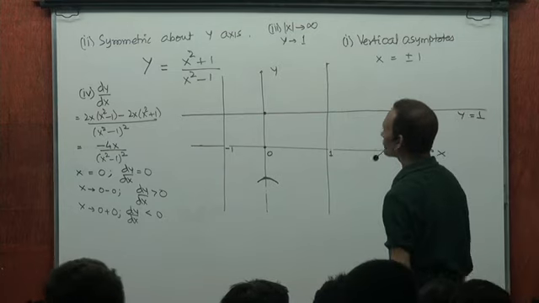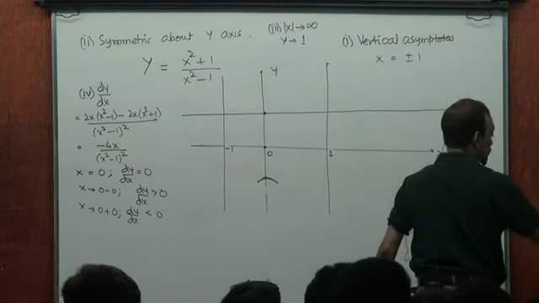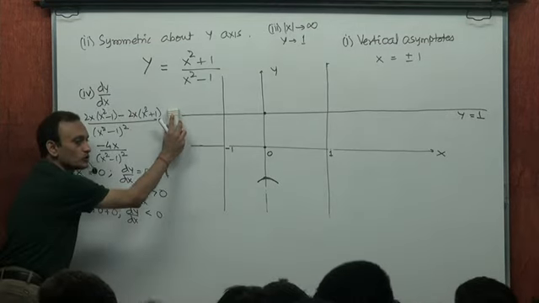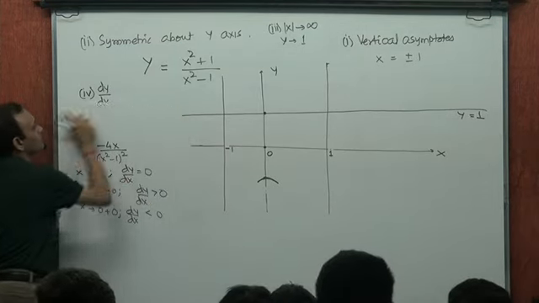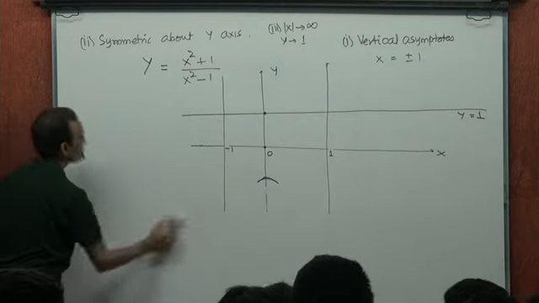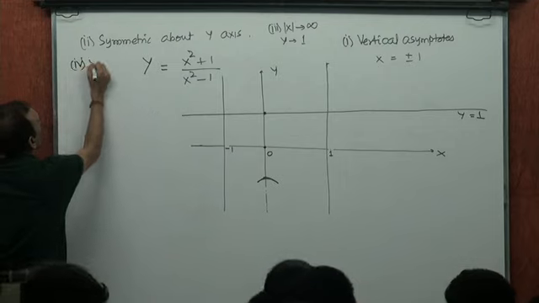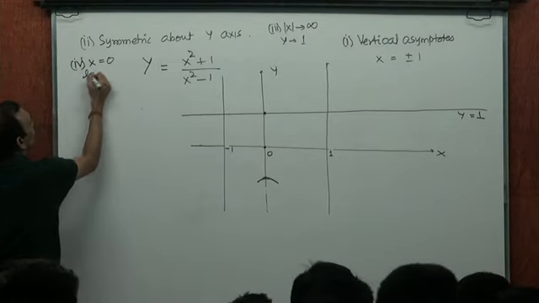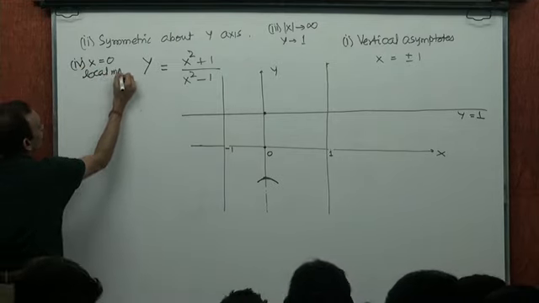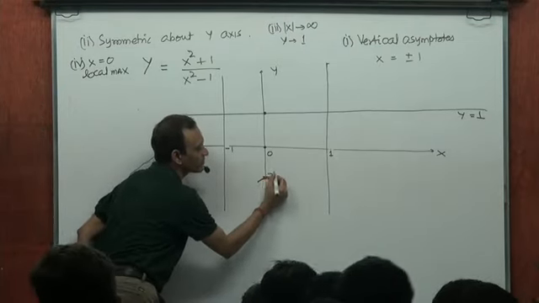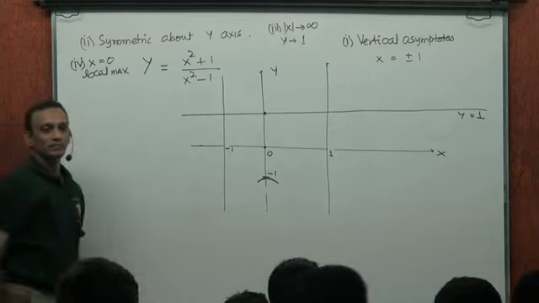Now, just to remove the clutter from here, can I wipe this off? So, we have discovered that x equal to 0 is a local maxima. Therefore, I just draw around the local maxima something like this, and this is minus 1 because at x equal to 0, y is minus 1.